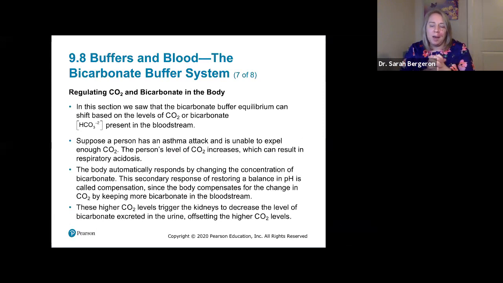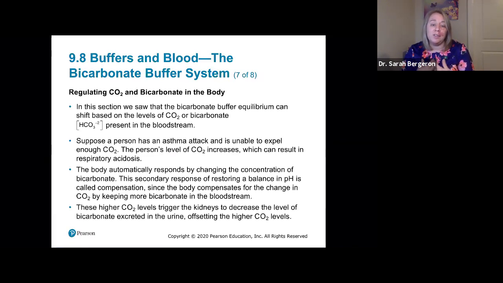Another example is if you have a patient who has an asthma attack, right? They can't breathe, they struggle to breathe. And so they're not exhaling as much carbon dioxide as they should. So the level of carbon dioxide in their bloodstream will actually increase. And this results in respiratory acidosis. So the body's going to adjust. The body is going to change the concentration of bicarbonate inside of the bloodstream. And so that's going to restore our pH balance of what it should be. And we call that process compensation. But there's only so much that the body can do, right?